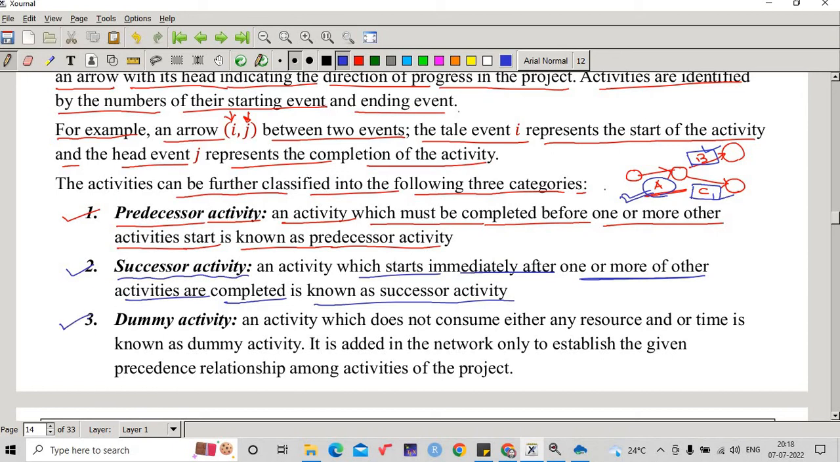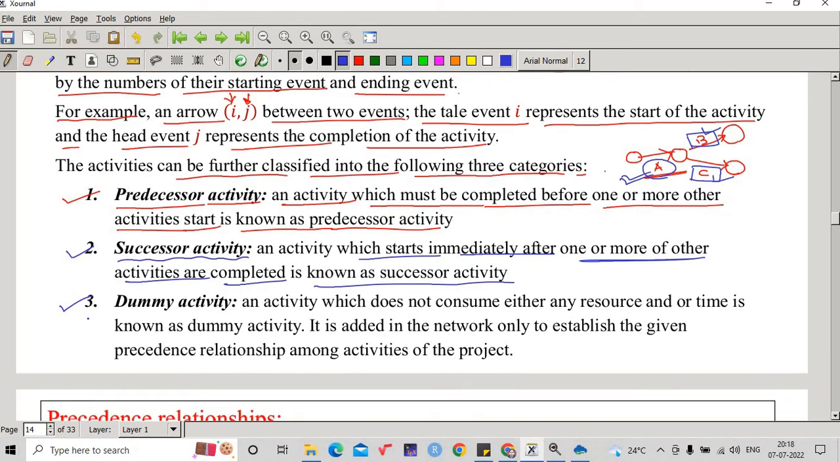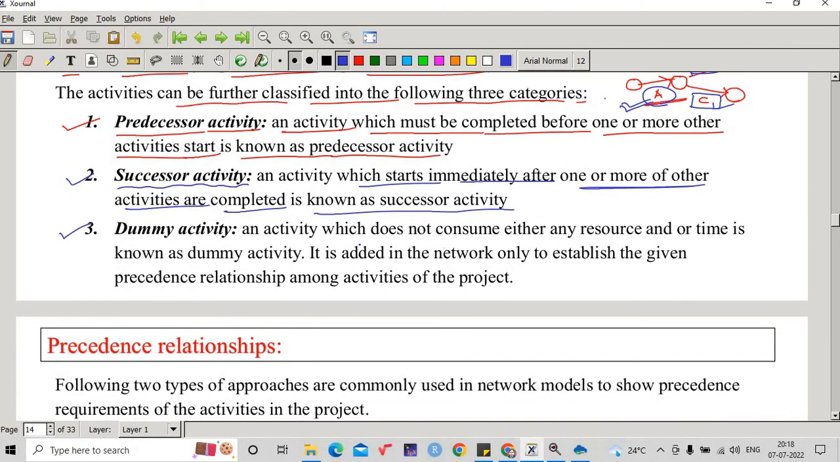The third part is the dummy activity. Carefully try to understand this concept: an activity which does not consume either any resource or time is known as the dummy activity. So I hope by now you can understand that these are our nodes, which we are showing with circles, and the lines connecting and heading towards a certain circle are known as the activities.